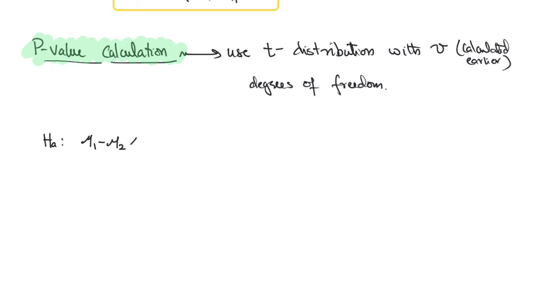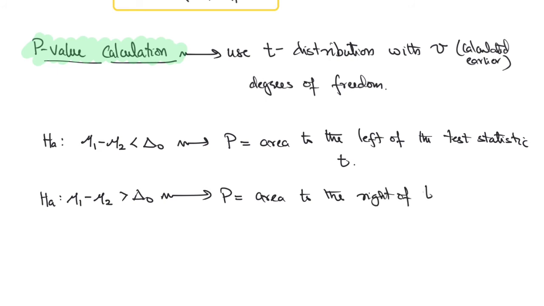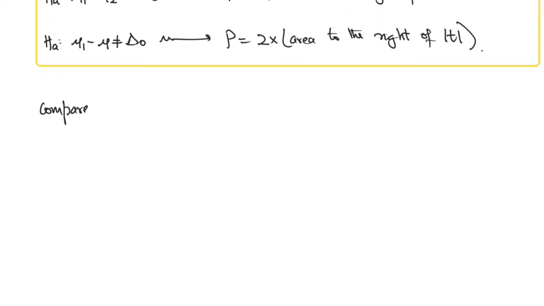The p-value calculation will of course depend on what the alternative hypothesis is. So in the lower tail test, we are going to look at the area to the left of the test statistic t under the t-distribution with nu degrees of freedom. For the upper tail test, we are going to look at the area on the right of the test statistic t. That's the value for p under the t-distribution. And for the two-tailed test, the value of p is going to be 2 times the area to the right of the absolute value of t under the t-distribution with nu degrees of freedom.